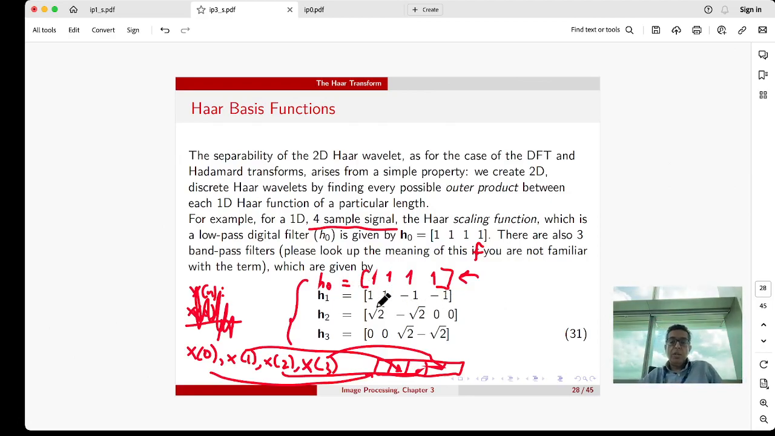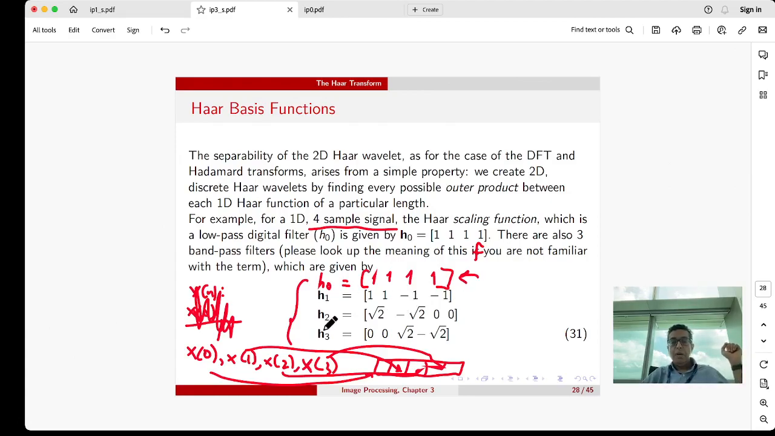H2, on the other hand, is not going to look at the last two values at all. So those two last values, x2 and x3, contribute 0 to the transform coefficient for H2, because what we're doing, if you forget about the square root of 2 for the time being, is subtracting the second value, x1, from x0. That's what that's doing, okay? And in this case, that subtraction is then weighted by a factor of root 2, which is just a scaling thing for the definition of the transform.